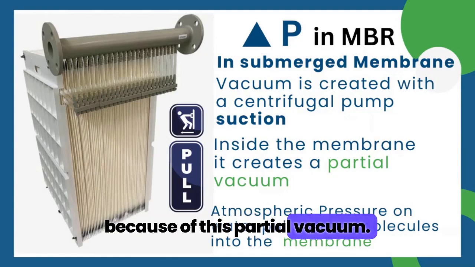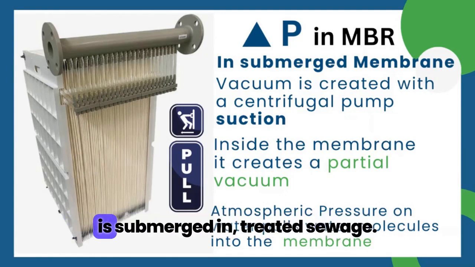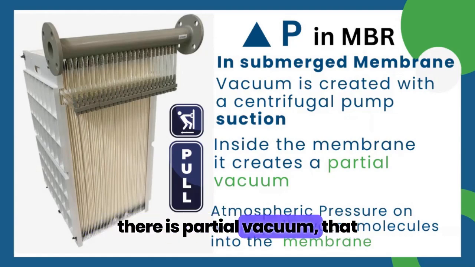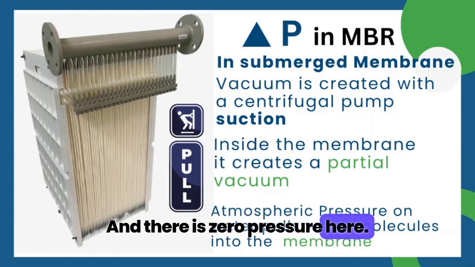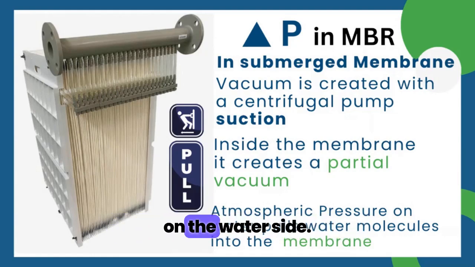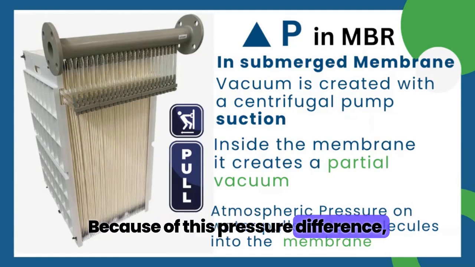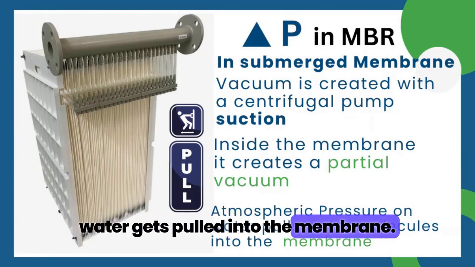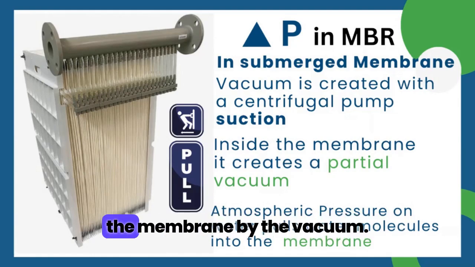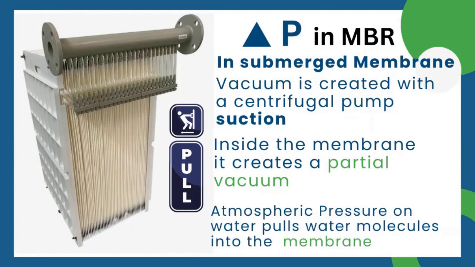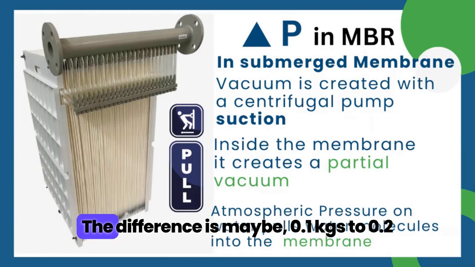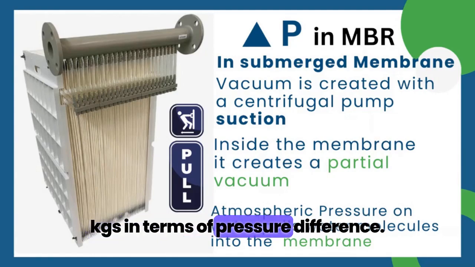Because of this partial vacuum, and please understand, this membrane is submerged in treated sewage, and there is atmospheric pressure. There is partial vacuum, that is negative pressure in pipe, and there is zero pressure here. That means positive pressure, the atmospheric pressure, on the water side. Because of this pressure difference, water gets pulled into the membrane. Water is pulled into the membrane by the vacuum, right? So in normal language, you can call it a pull, right? The difference is maybe 0.1 kgs to 0.2 kgs in terms of pressure difference.